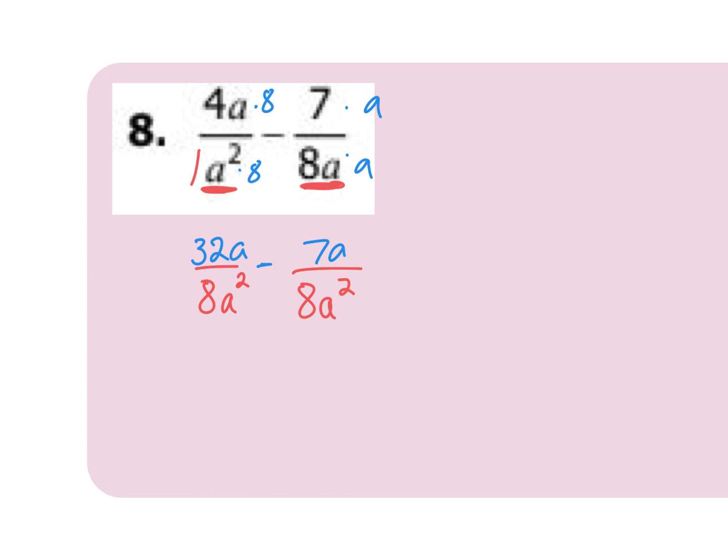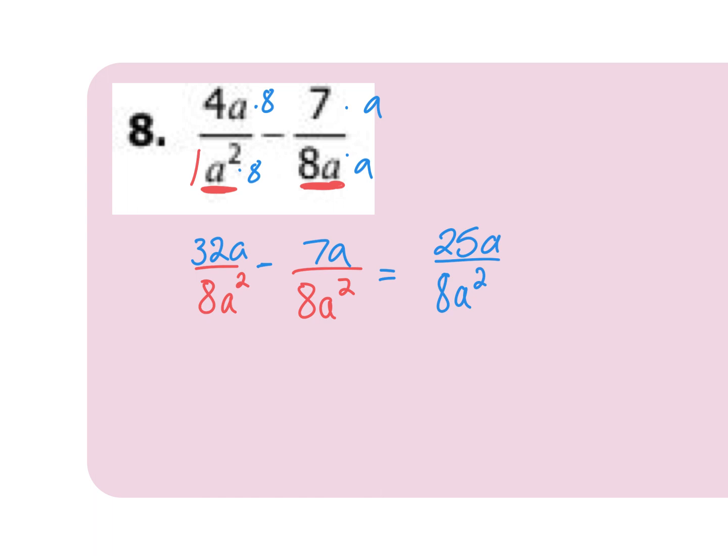Okay. And now what we're doing is we're just going to keep that same denominator. Perfect, because it's the same. And now we're going to subtract going across 32a and negative 7a. Those are like terms, so we'll keep it. Okay, and then we look, can we do any simplifying here at the end? We always check for that.